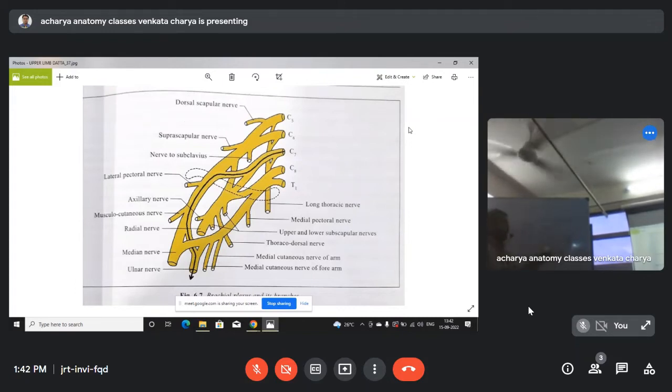Then the medial cord branches. First, let's see medial. Medial cord branches are M4U branches. So write down here: medial.